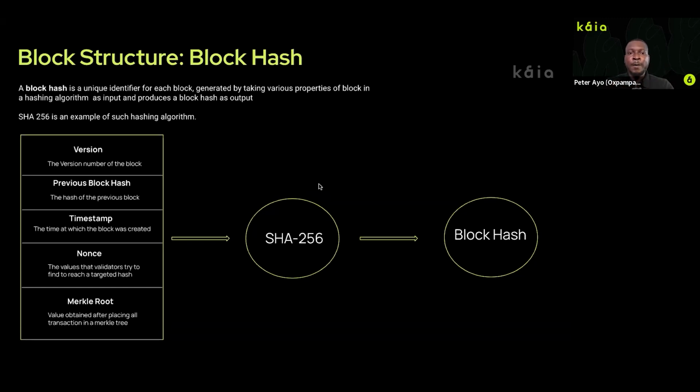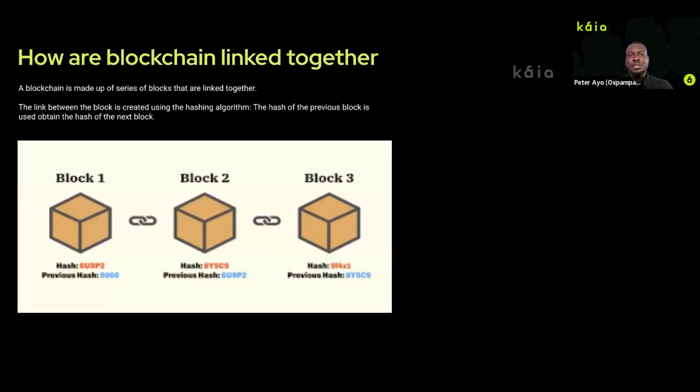Now that we have our block hash, this is how the blocks are chained to each other. Let's take a look at how blocks are chained to each other. Like I mentioned, a blockchain is made up of a series of blocks that are linked together. This link between the blocks is created using hashing algorithms, right? As you can see in this image, we have block 1, block 2, and block 3. In block 1, we have the hash, and we also have the previous hash.